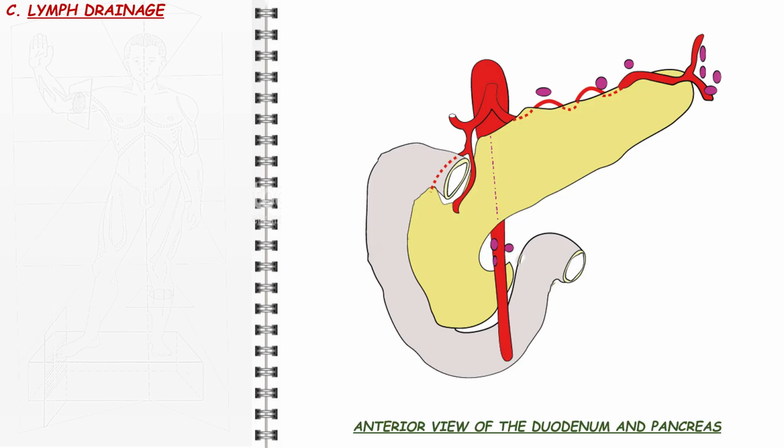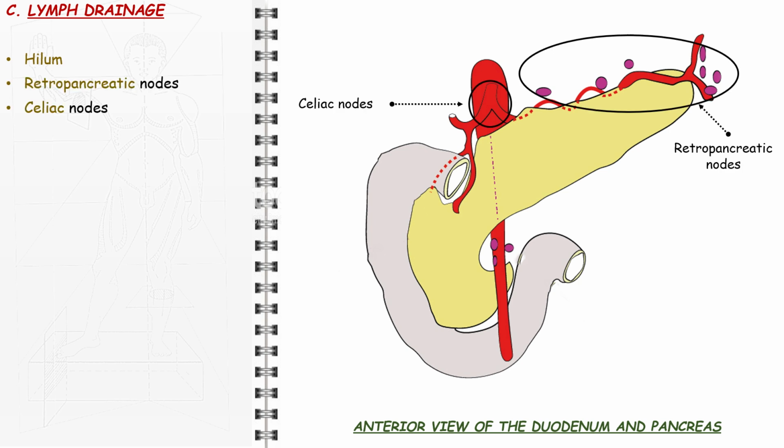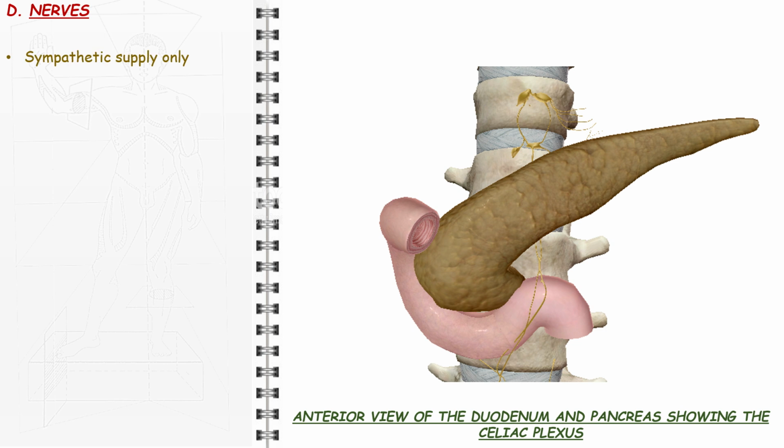Lymph drains into several nodes lying at the hilum and thence, by way of the retropancreatic nodes, to the celiac nodes. The spleen is supplied from the celiac plexus with sympathetic fibers only.